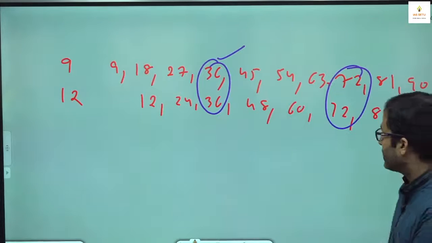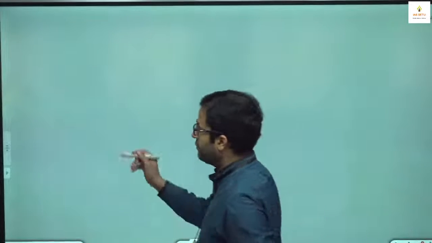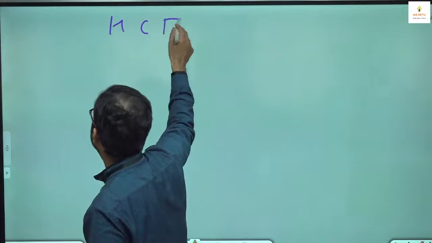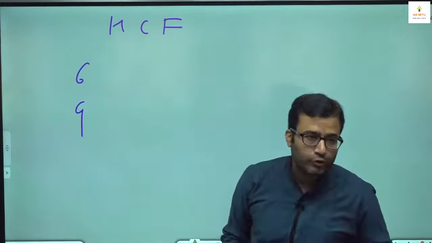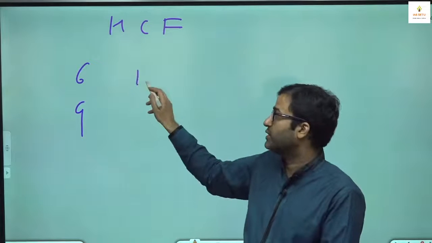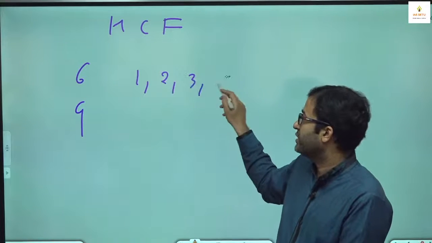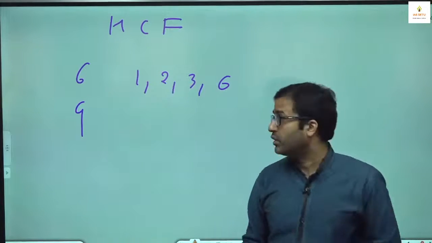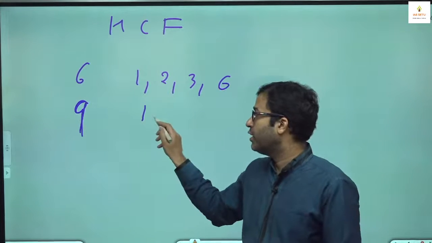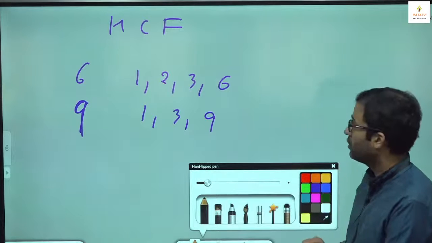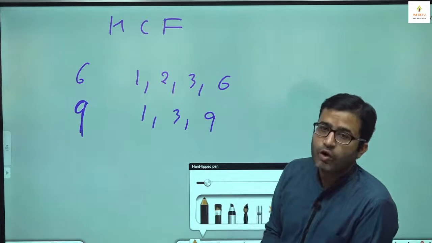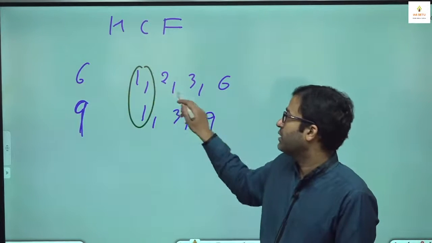Similarly, if you ask me what is the definition of HCF, highest common factor, if you take numbers 6 and 9, you have to take factors of 6. What are the factors of 6? 1, 2, 3, 6. What are the factors of 9? We have 1, 3, 9. What are the common factors we have? 1 as well as 3.